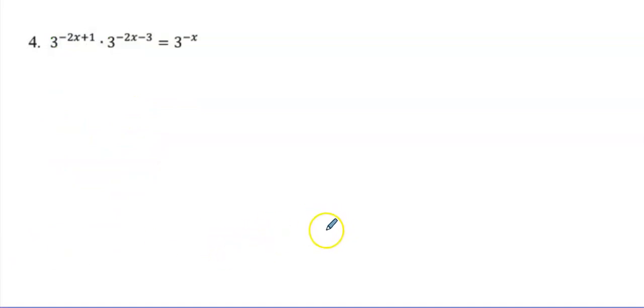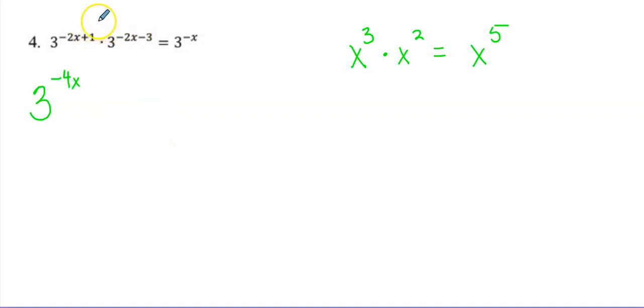Let's look at this one. If you remember, if you have like an x cubed times an x squared, you can combine these by adding the exponents together. So this would be x to the 5th. Same thing here. I have a base 3 and a base 3. They're multiplied times each other. So what that means is I can add these two exponents together. So 3 to the negative 2x plus 1 times 3 to the negative 2x minus 3 would be 3 to the, okay, so I'm going to add negative 2x and negative 2x. That's negative 4x. And then I'm going to add the 1 and the negative 3.